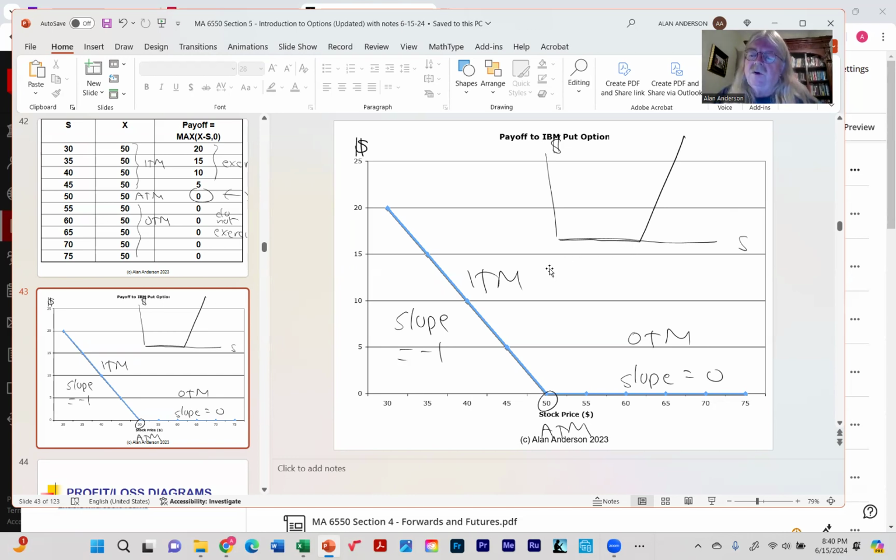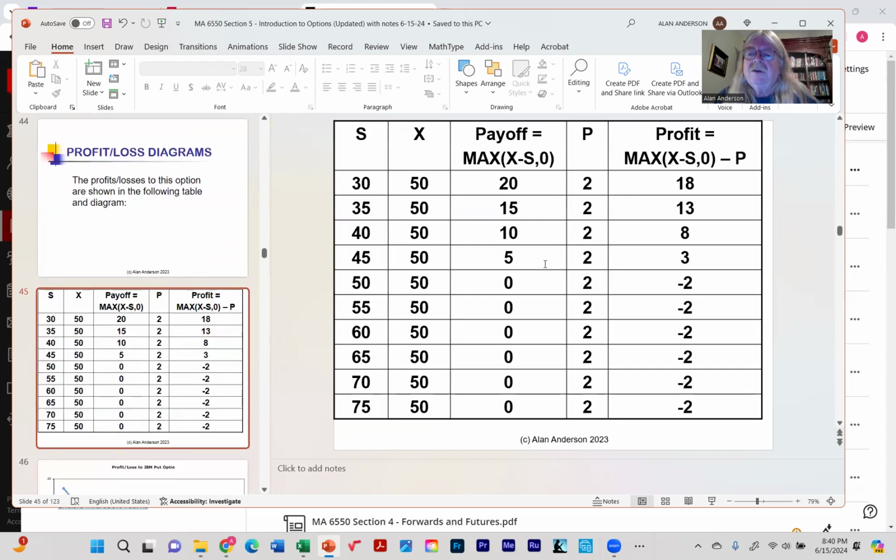Now, of course, just like with the call, we have to take into account the premium, and that's going to shift the whole thing down by P dollars. So here that would be $2. And if you notice here, all I've done is subtract $2 from the payoff. So the graph looks like this.